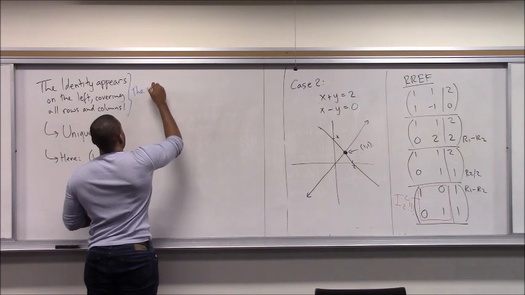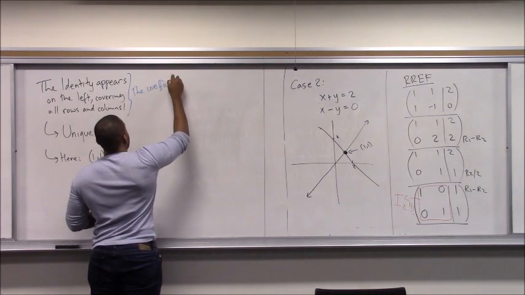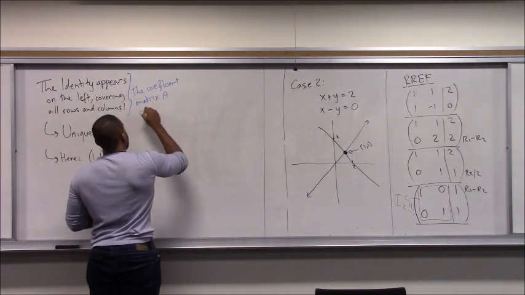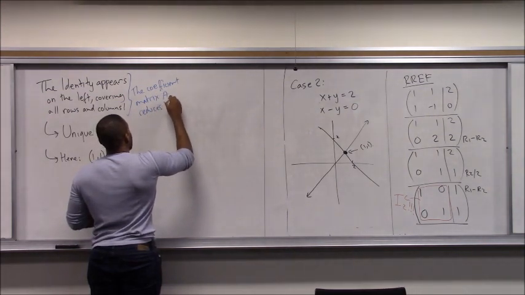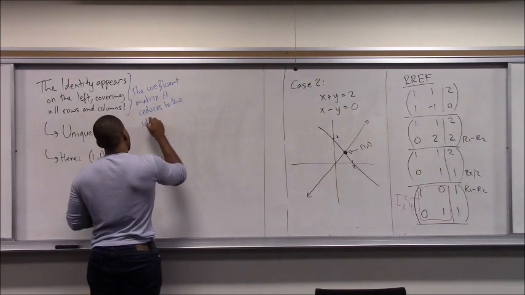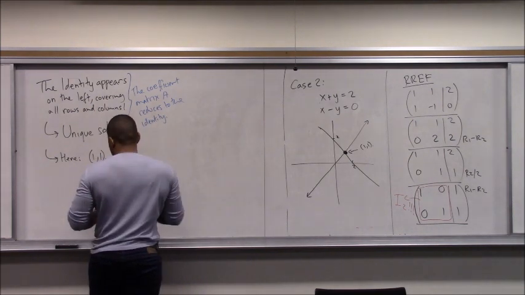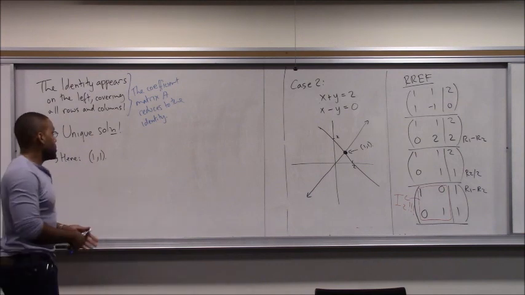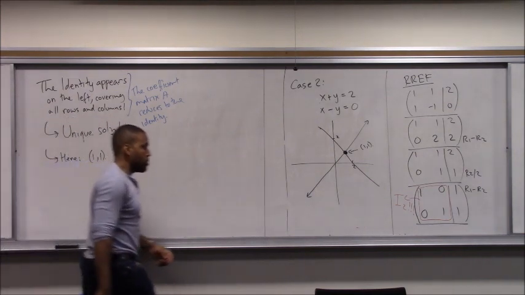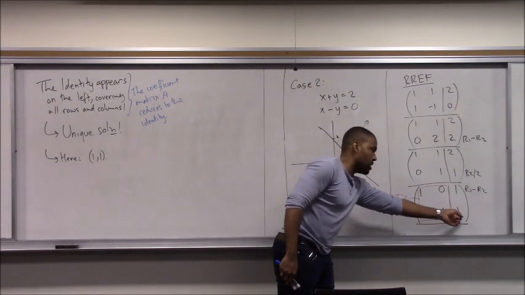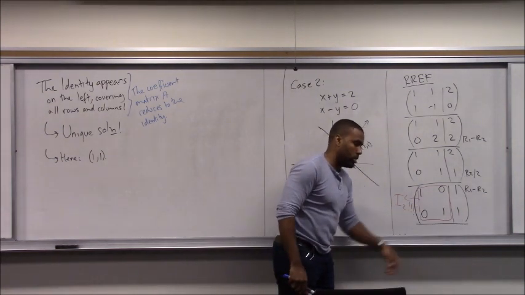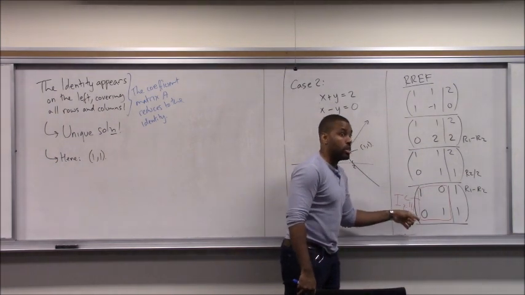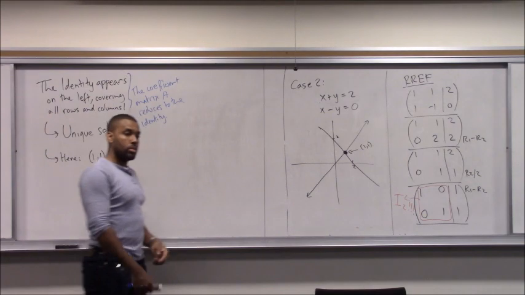The coefficient matrix A reduces to the identity. When that happens, you have a unique solution. Right? So if you find the reduced echelon form and you have a bunch of zeros and then a number that's not zero, no solution. Find the reduced echelon form, look on the left side. Is it an identity matrix? Yeah, unique solution.